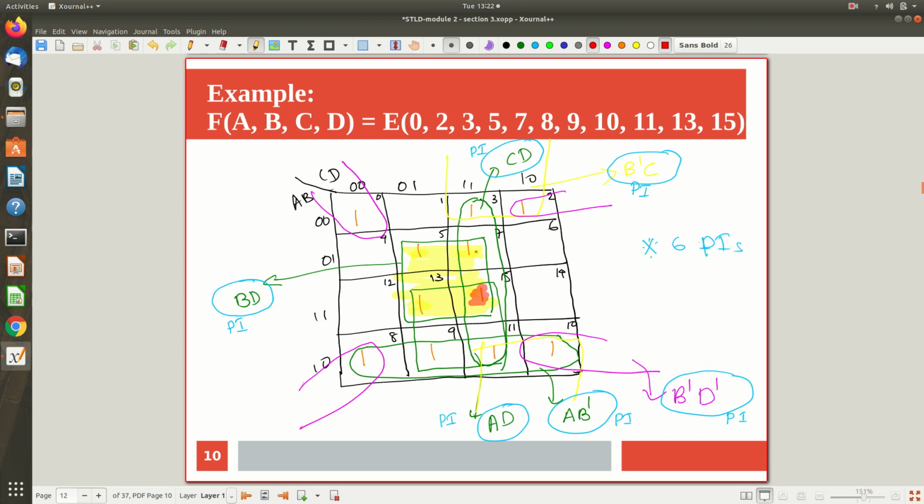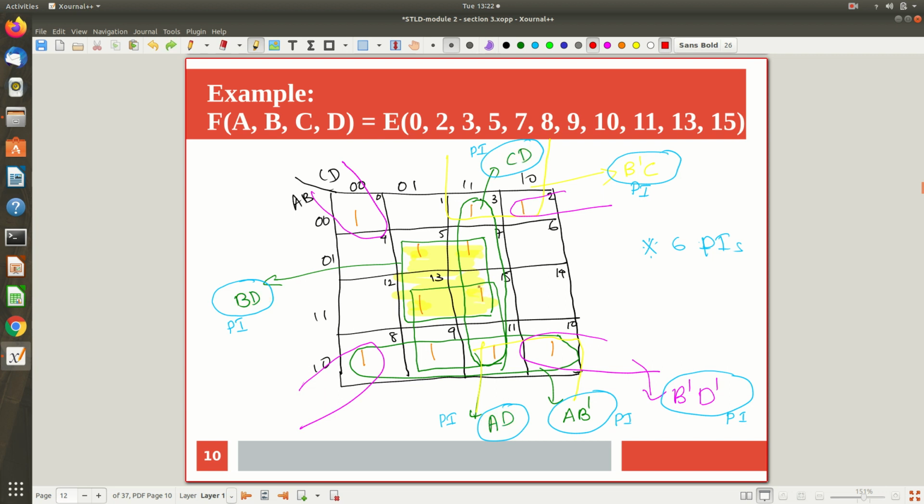Is this BD an essential prime implicant? If I look at this one, it is being covered by this one. Maybe I am slightly confused. This square, as well as this one, is covered by this square. So this one is part of some 3 grouping. So definitely it is not the reason that makes this BD an essential prime implicant.